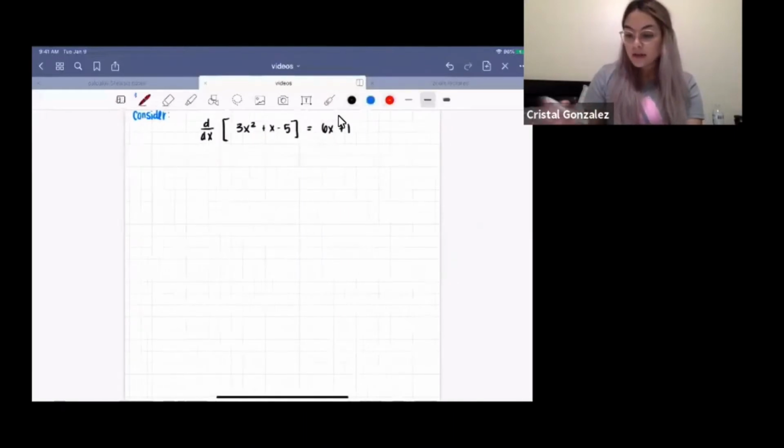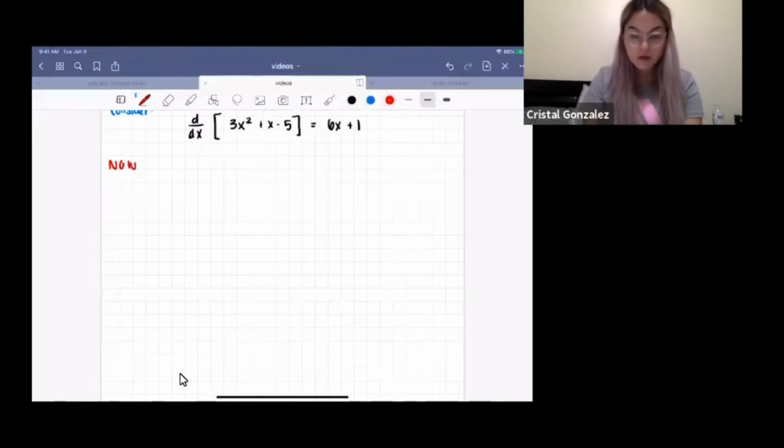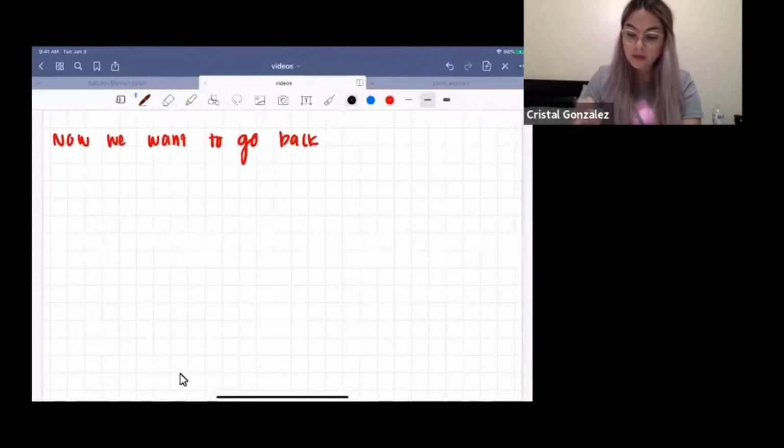So the whole idea on antiderivatives is that we want to go backwards. That's all we want to do. So we want to go back, basically backwards. Let's just focus on a little piece of this function. I'm going to focus on some random derivative.